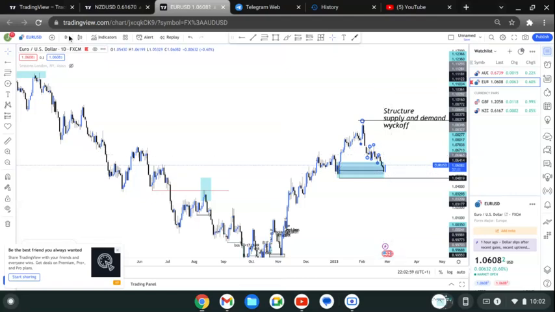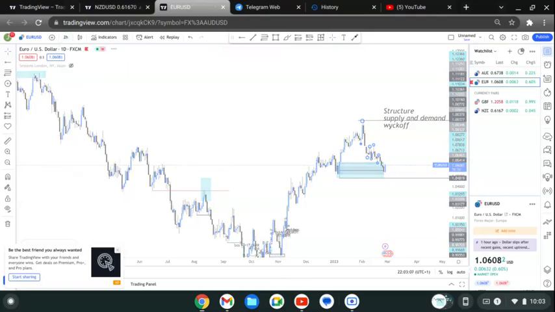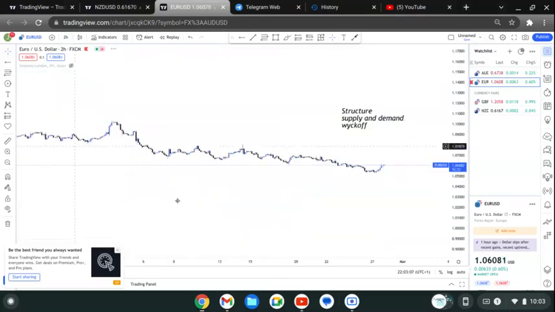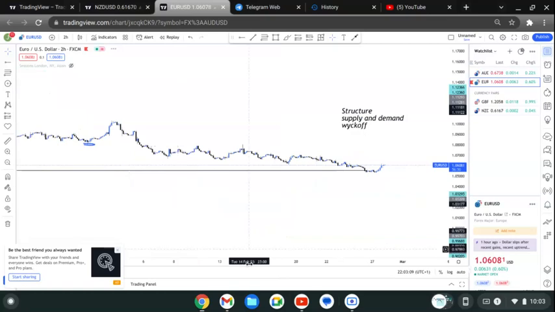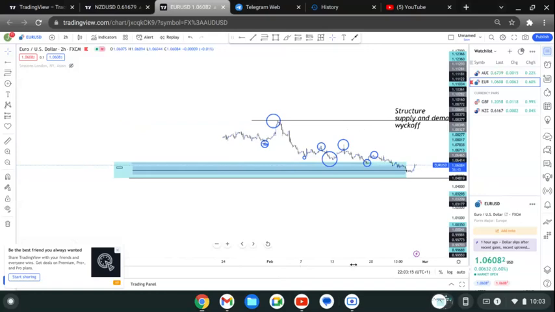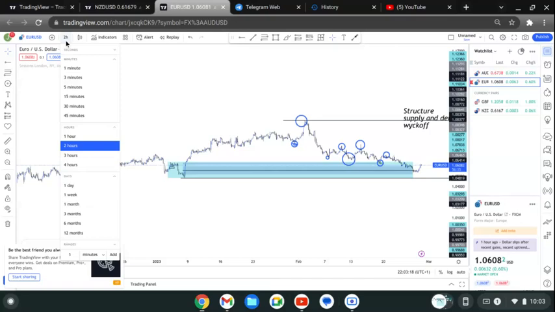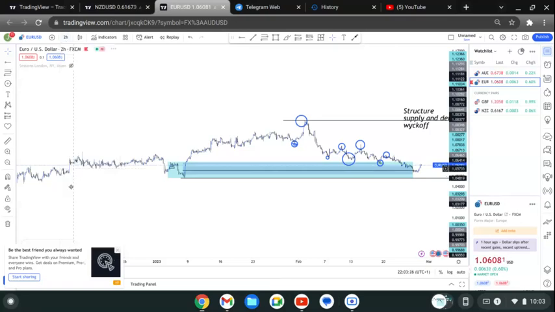So this is the daily time frame, and let's go down to preferably 2 hours. So supply and demand wise, what is price telling you? As you can see, let's go back to the daily first. Let me make my points clearer on supply and demand.